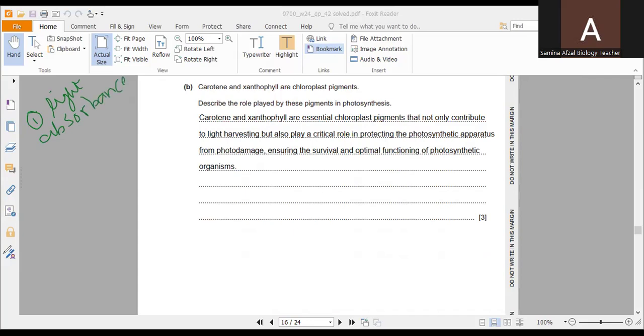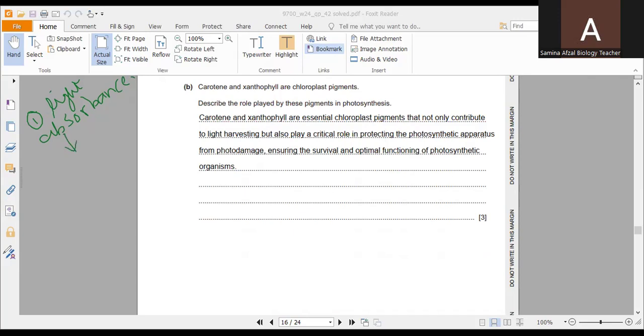So the first important function is light absorption, or light absorbance. They absorb the light energy in the regions of the spectrum that chlorophyll does not absorb well. So I would like to say that these two pigments broaden the range of light wavelengths that can be used for photosynthesis, increasing the overall efficiency of light harvesting.